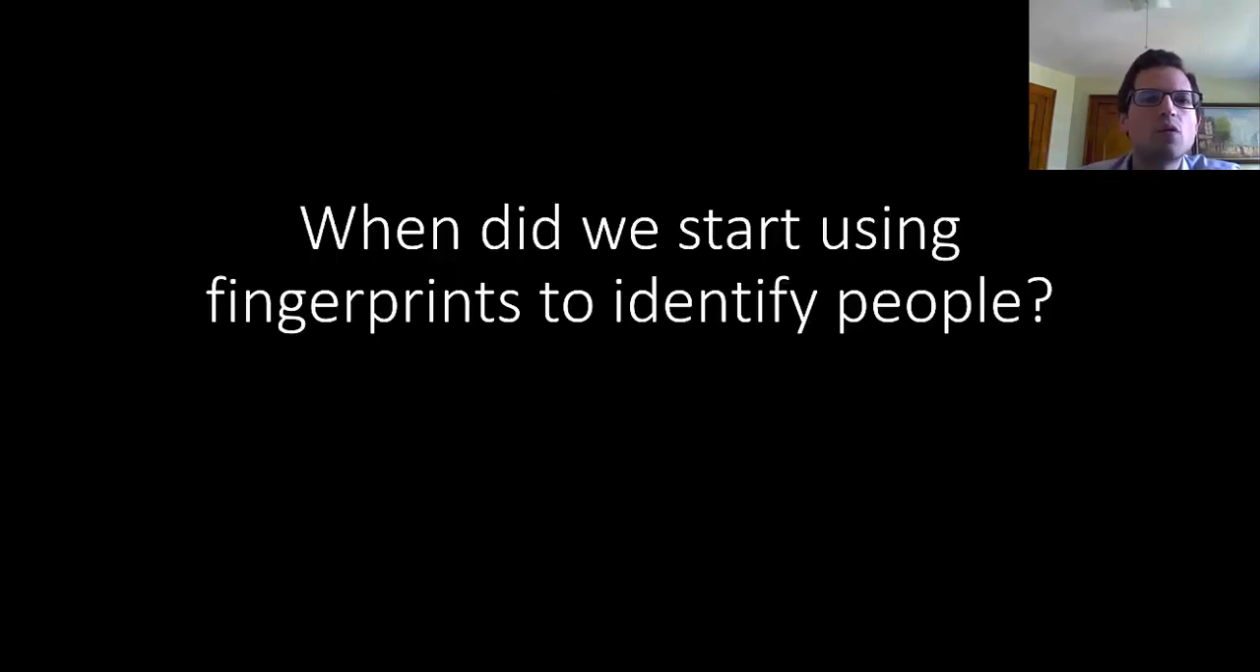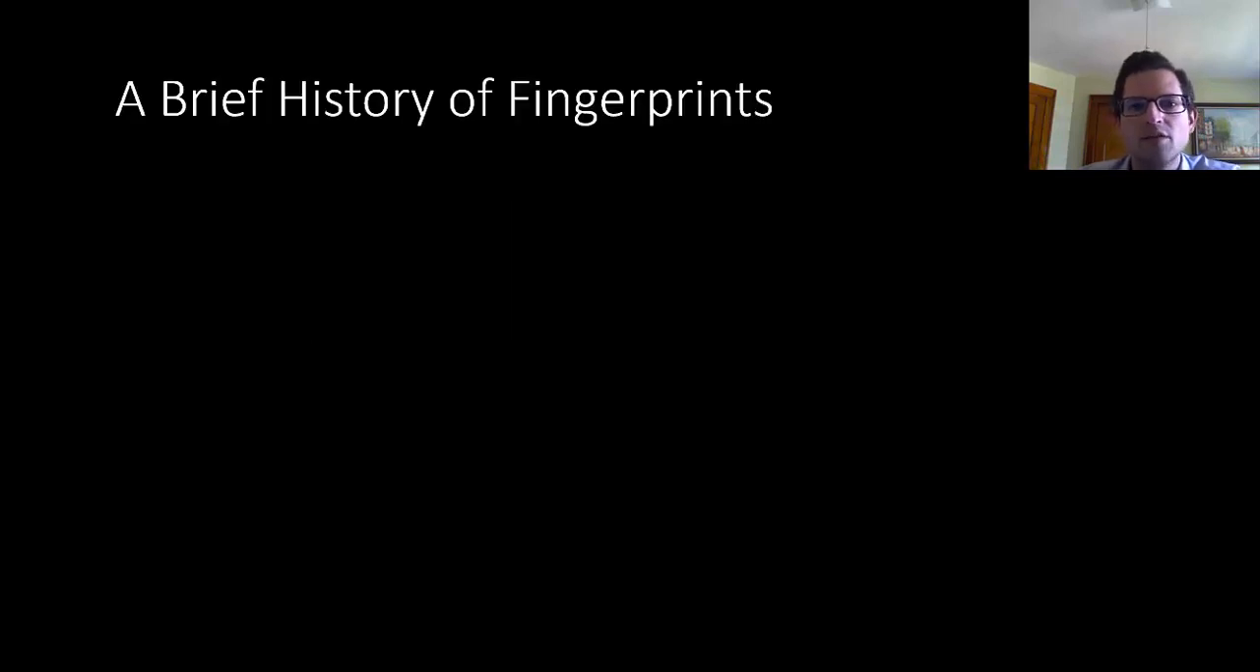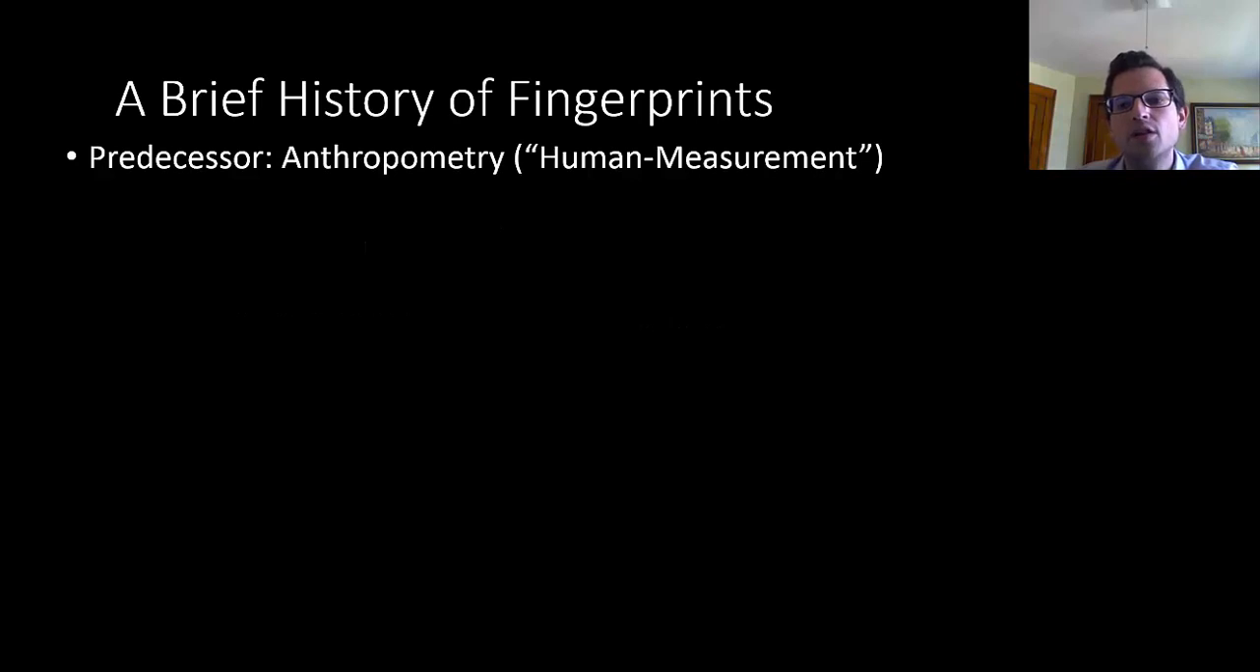So what's the origin of fingerprints in the field of forensic science? When did we start using this as a means of identifying people? So let's give you a brief history. Prior to the advent of fingerprints, we had a system called anthropometry. Anthropometry basically means human measuring.